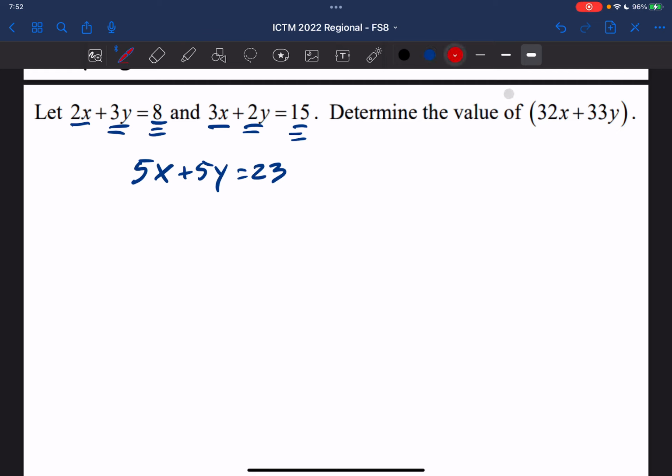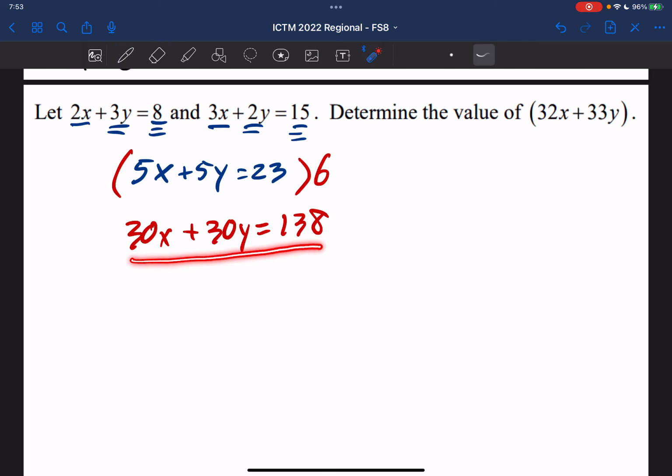Well, if we multiply this all by 6, now we get 30x plus 30y equals 138. Now, how can we go from here to here?